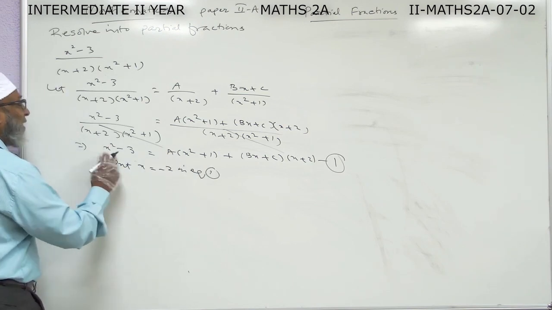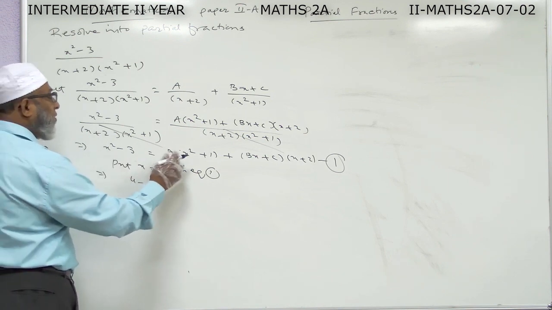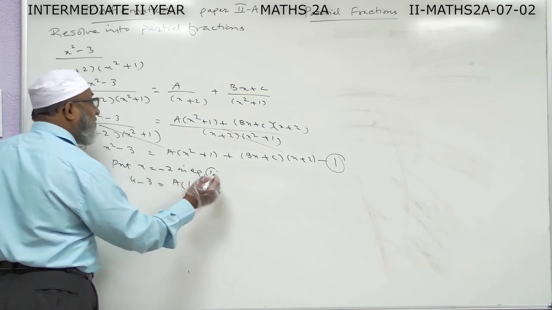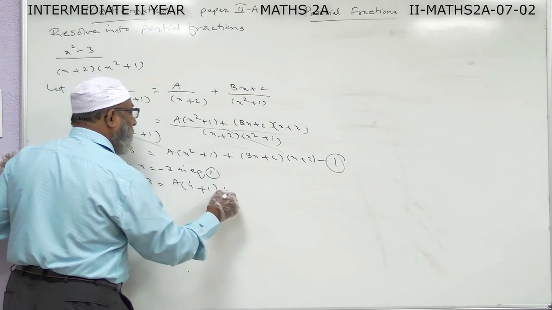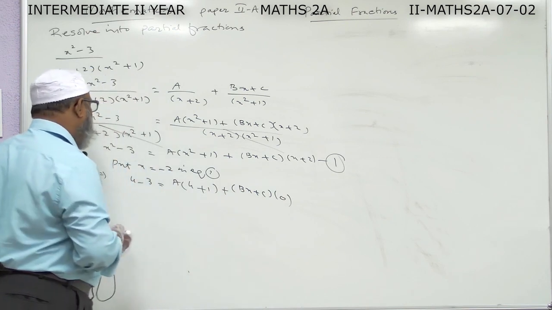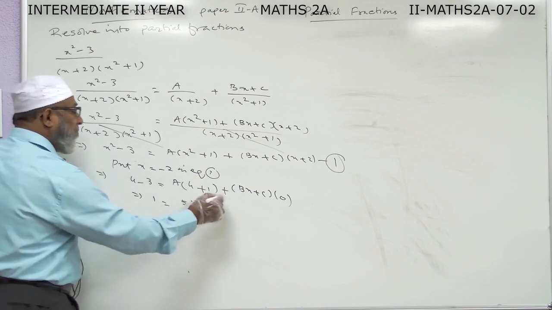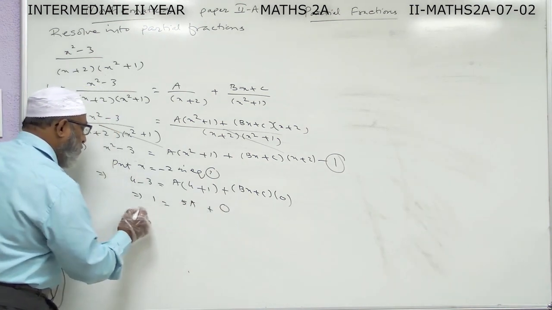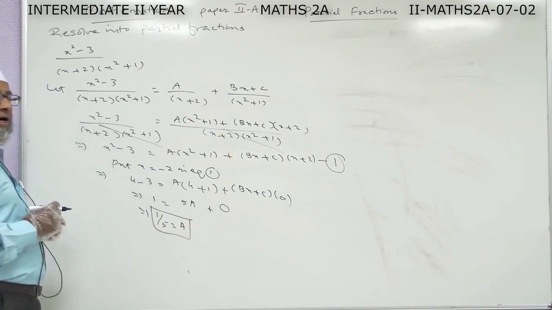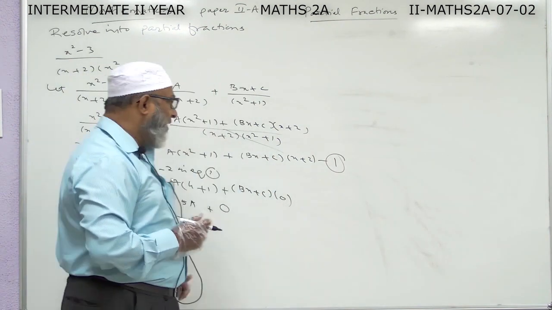Now if I put minus 2 here, this becomes 4. Minus 2 becomes 4. 4 minus 3 is equal to a into minus 2. Minus 2 becomes 4. 4 plus 1 is equal to, if I put minus 2 here, plus minus 2 plus 2, this becomes 0. So 4 minus 3 is equal to 1 is equal to 4 plus 1, which is nothing but 5a, plus this will become 0. So it means that 1 by 5 is equal to a. So I got the value for a as 1 by 5. Now my purpose is to get the value of b and c.